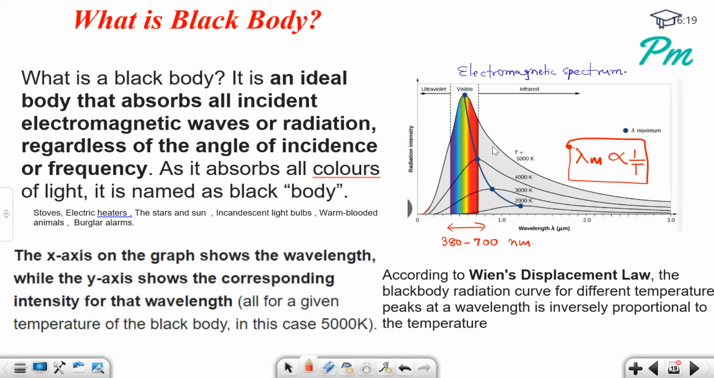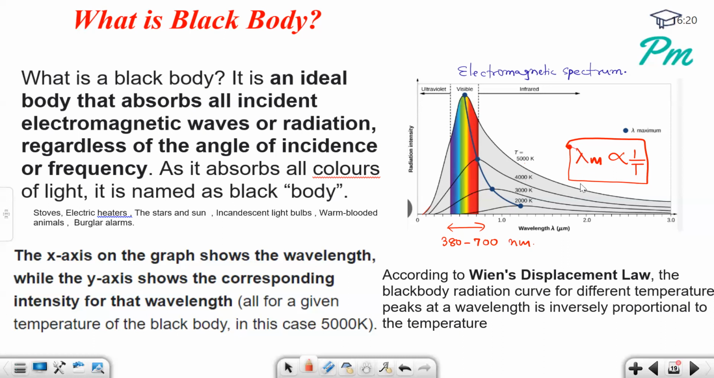Now you can see at a given temperature, the peak of intensity is obtained at a shorter wavelength. So we can say the peak is shifted towards the origin, meaning at shorter wavelength we can get the peak of radiation. This peak basically lies in the visible region. Visible region means wavelength should be between 380 to 700 nanometer, and before that is the ultraviolet region, and after that is the infrared region.